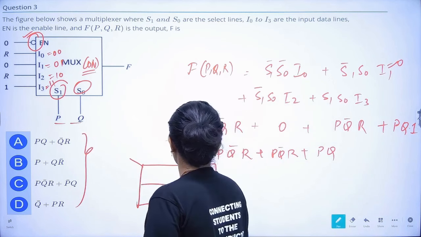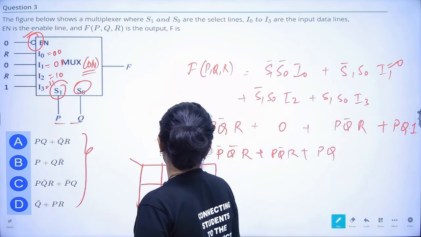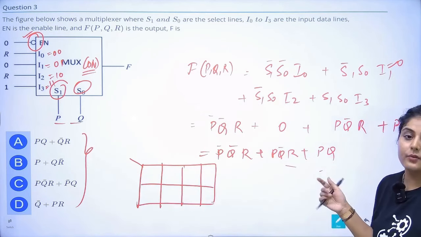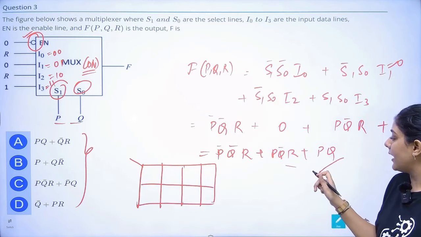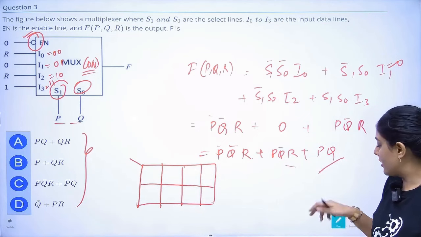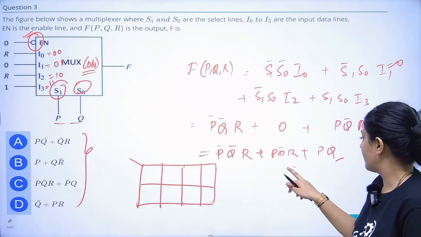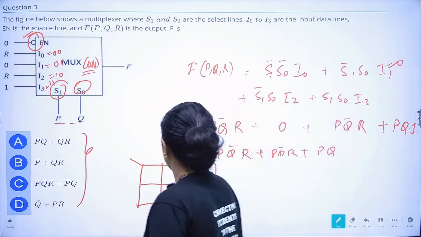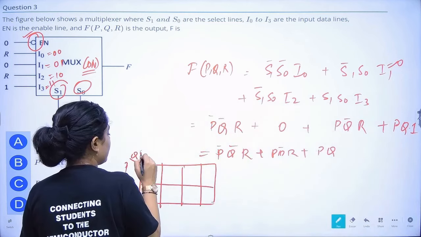Simplify it further by using K-maps, the best method. If you start solving, instead of doing that, just take a K-map and solve it. P, Q, R.